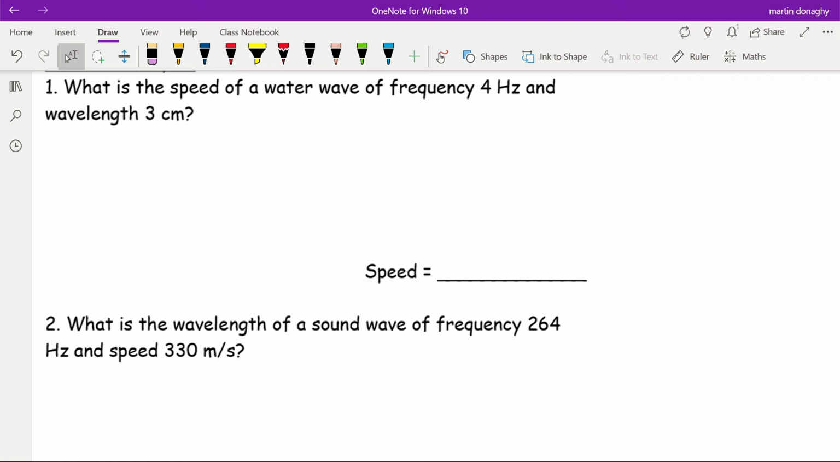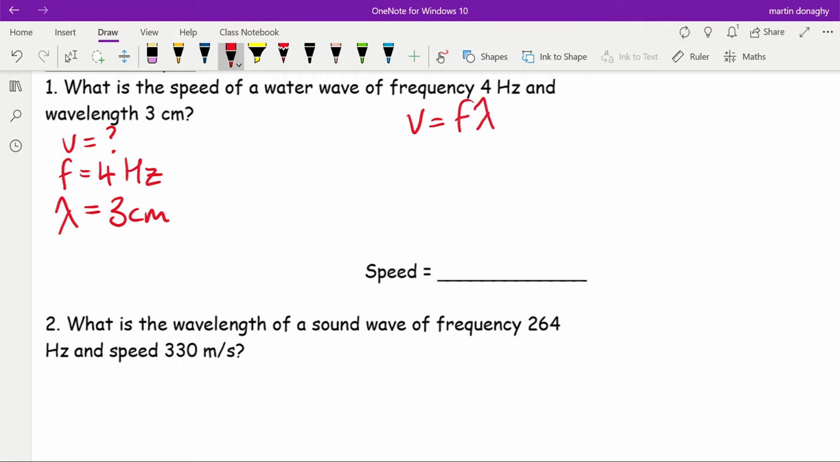Okay, let's work our way through these questions. You should be marking these from your own work as you go along. So it says, what is the speed of a water wave? So we're looking for V of frequency 4 hertz and a wavelength of 3 centimeters. We're going to use V equals f lambda.